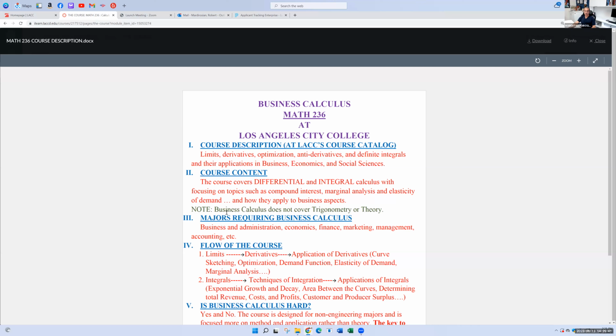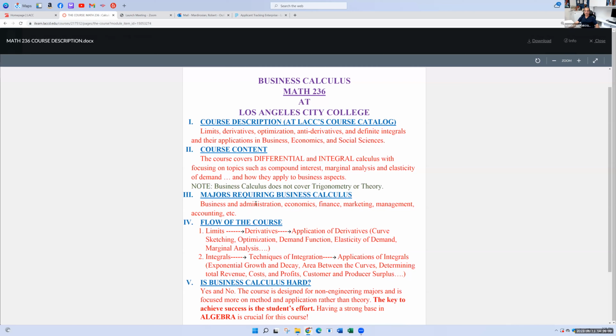I put a note here: business calculus does not cover trigonometry or theory. If you take calculus 1, 2, 3, you're going to see a lot of trigonometry and also proofs and theory. But this course, business calculus, is a very applied course, and basically you're going to learn the topics you need to use, as I said, in the business world.